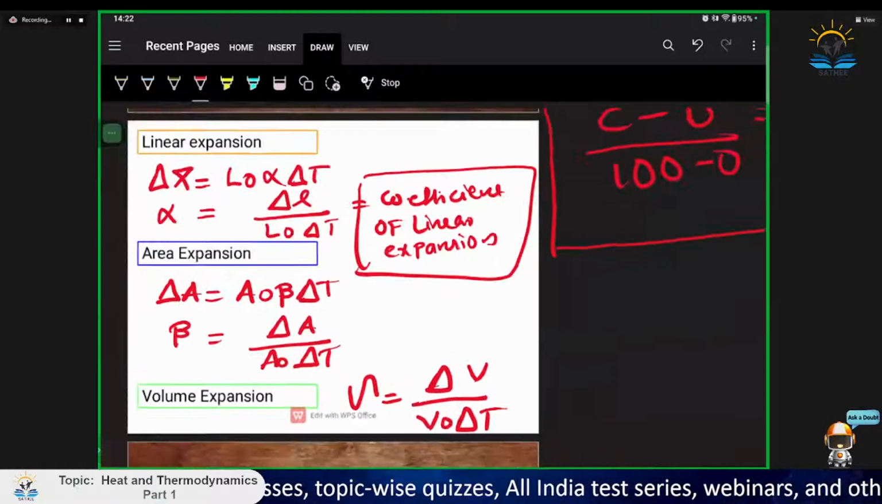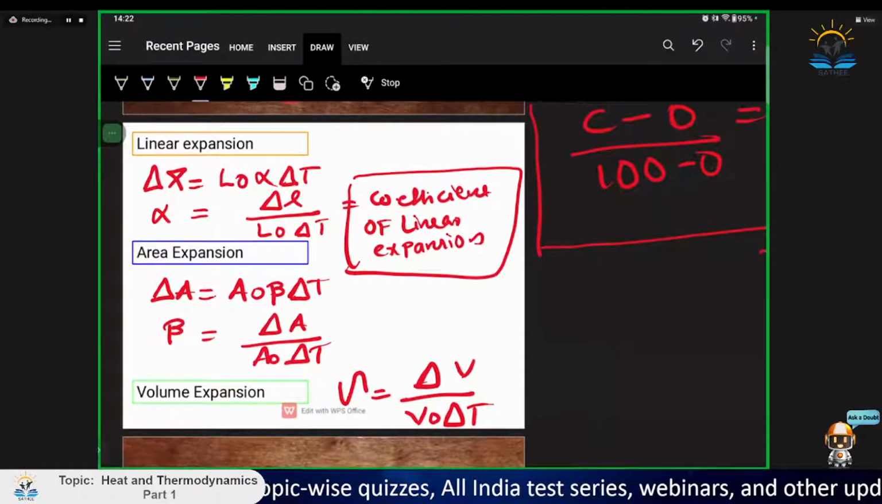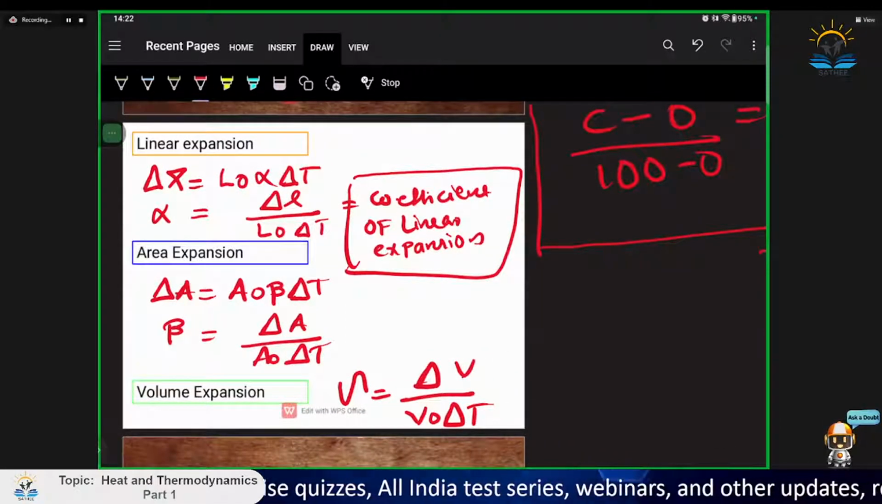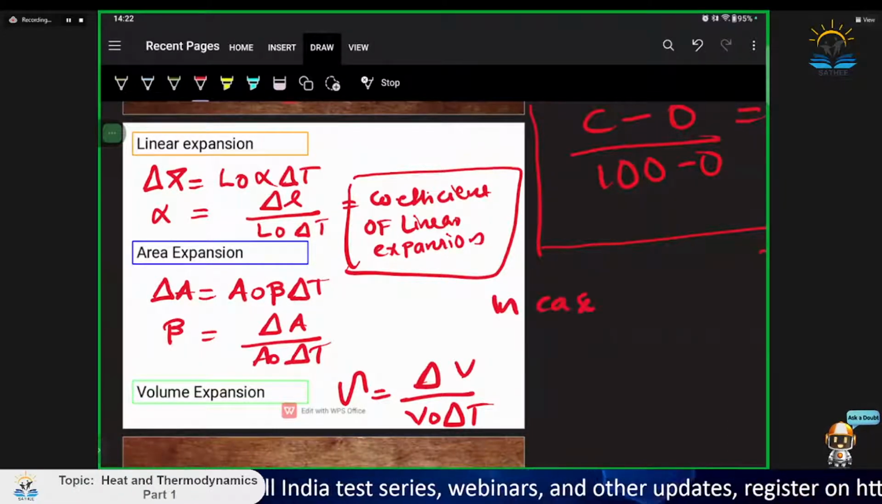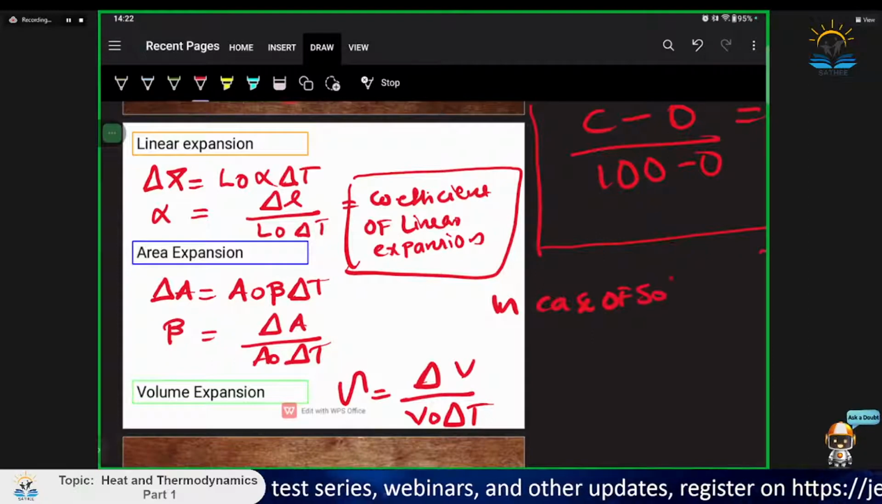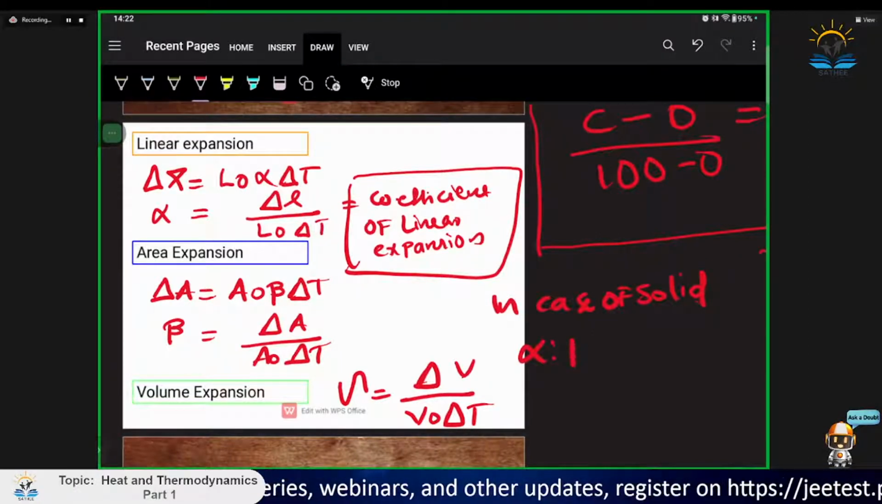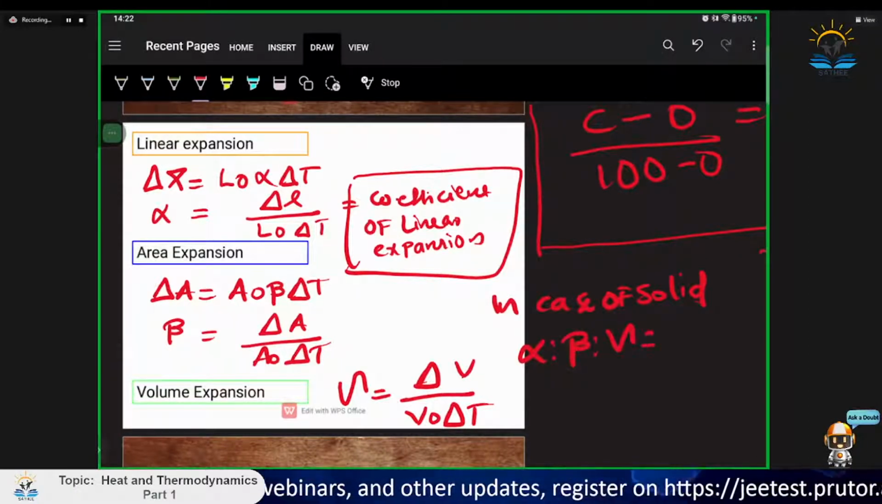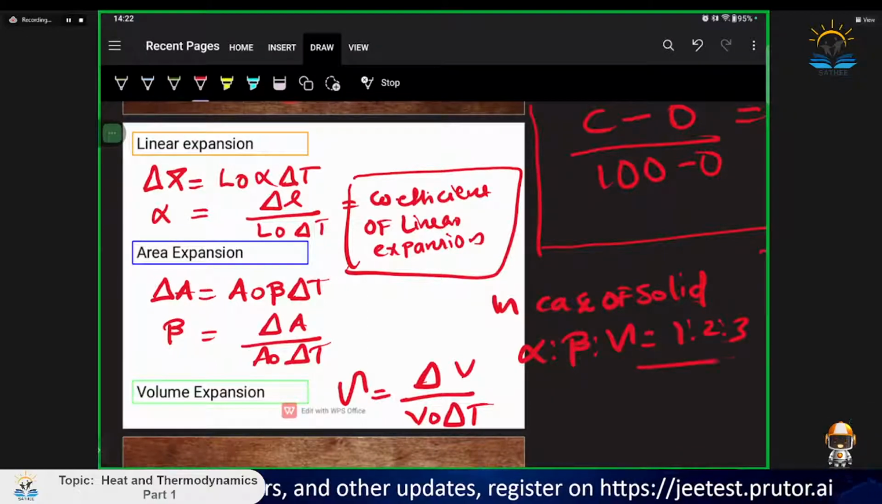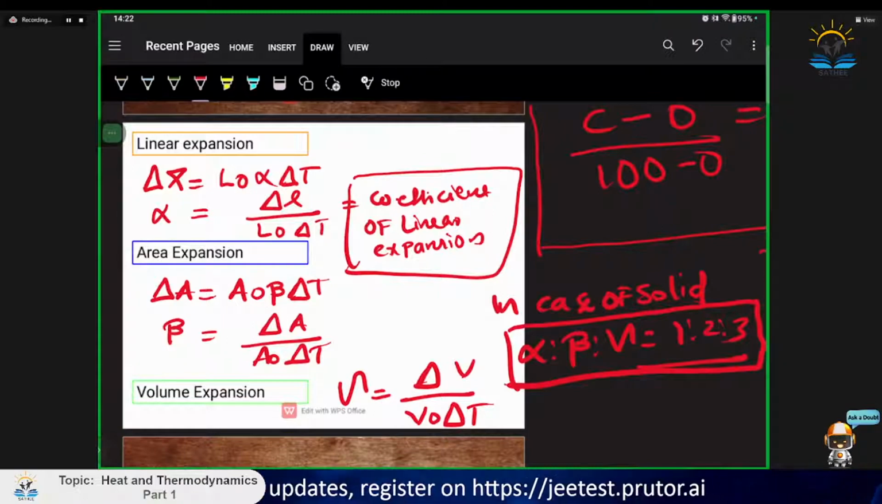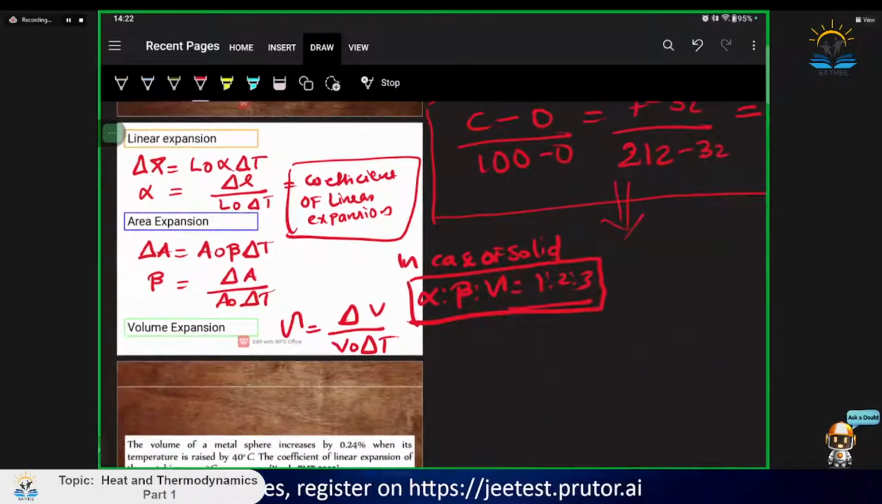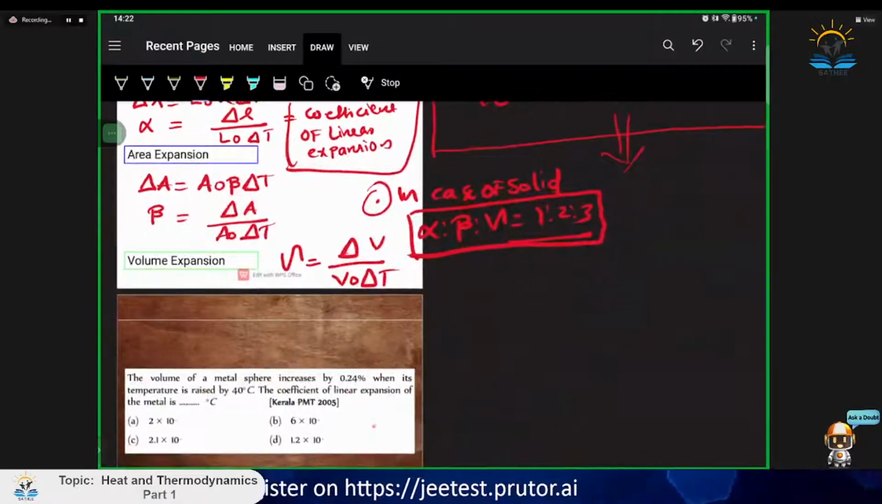And one more thing I want all to know to tackle the questions: in case of solid, alpha is to beta is to gamma is equal to 1 is to 2 is to 3. This much everyone should know. The alpha, beta, gamma ratio is 1:2:3 in case of solid.